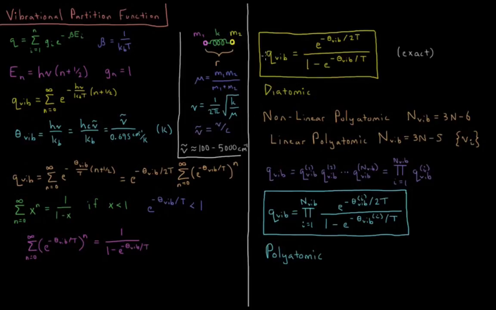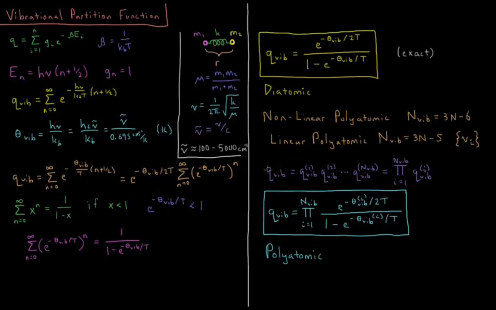And so what do we need to do to generalize this to polyatomic molecules? Diatomic molecules only have one vibration. The number of vibrations for a linear molecule is 3n minus 5. Diatomic, n equals 2, 3n minus 5 equals 1. For a general linear molecule, they have 3n minus 5 vibrations. For a nonlinear molecule, they have 3n minus 6 vibrations. So they'll have that many vibrational constants and that many vibrational temperatures.